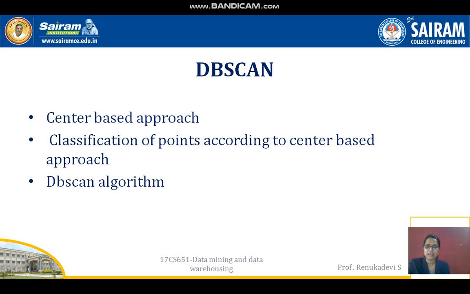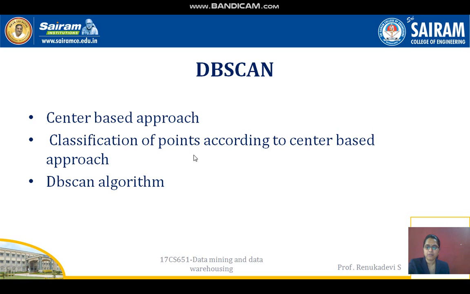And next is the DBSCAN algorithm. What will the DBSCAN algorithm do? It can be informally described as follows: any two core points that are close enough, within a distance EPS of one another, are put in the same cluster. Any border point that is close enough to a core point is put in the same cluster as the core point. The noise points are discarded.